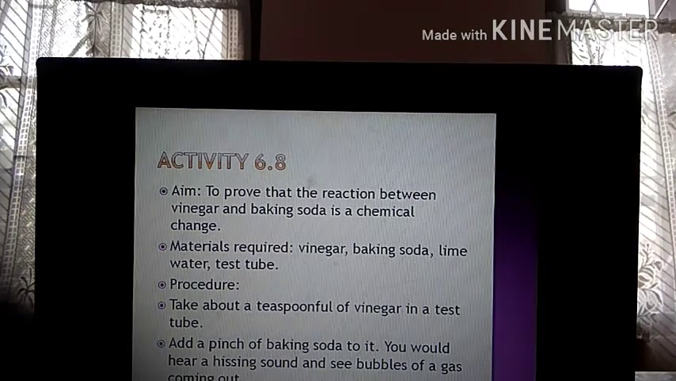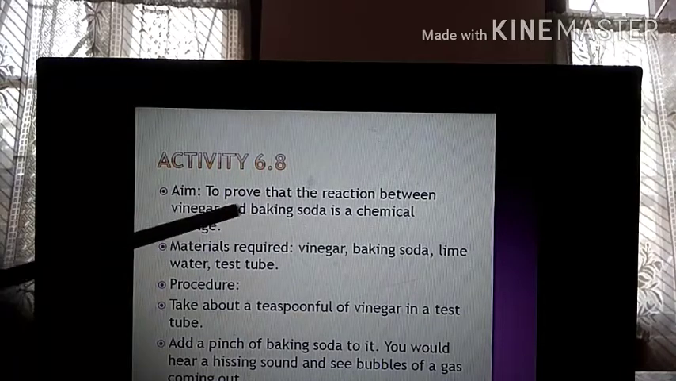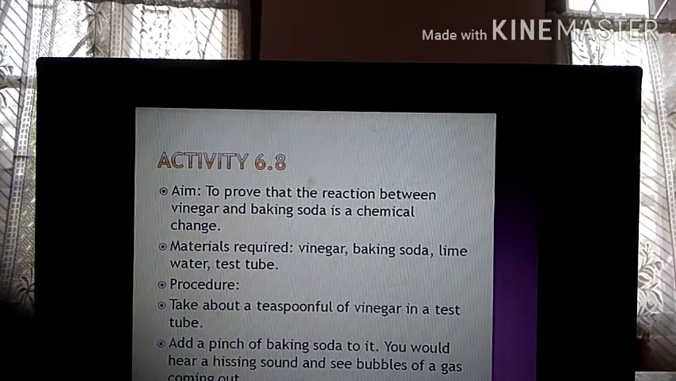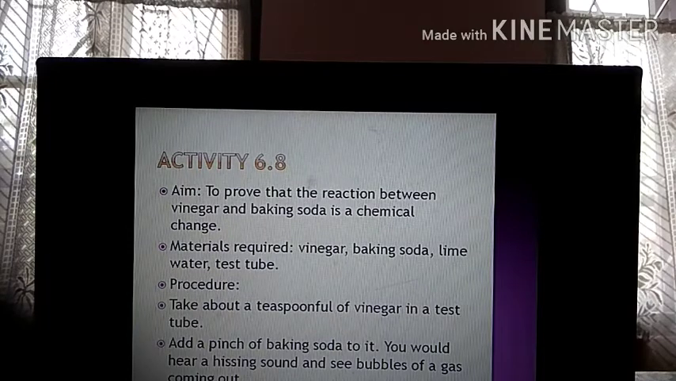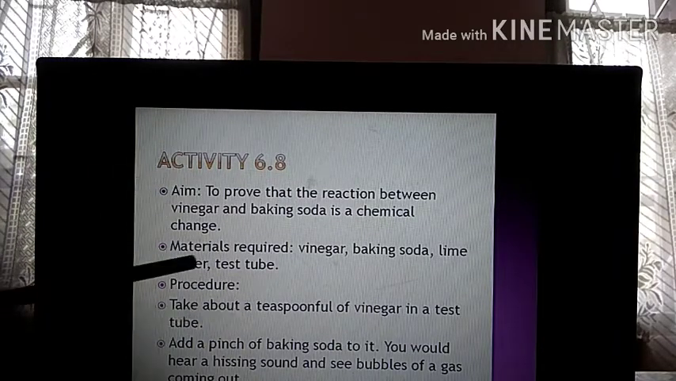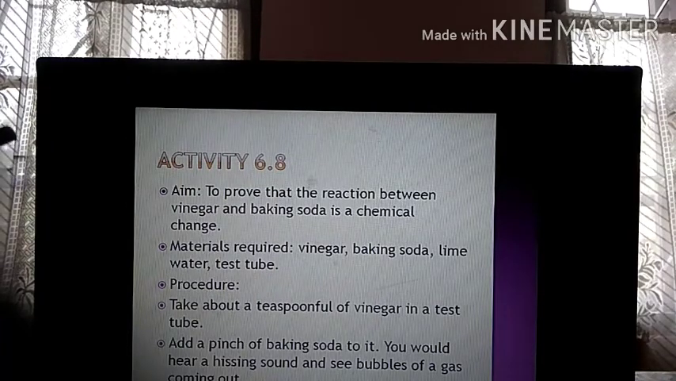Let's move on to the next activity now, that is activity 6.8, to prove that the reaction between vinegar and baking soda is a chemical change. Now we come to a different reaction. We have seen already two reactions: one was the reaction of magnesium ribbon, one was the reaction between iron and copper sulfate. Now we come to the next reaction, that is between vinegar and baking soda.